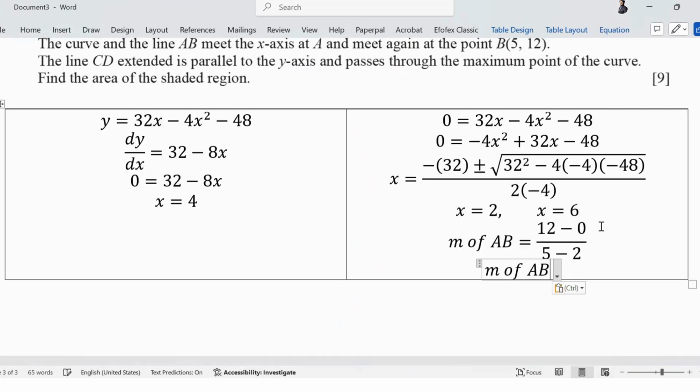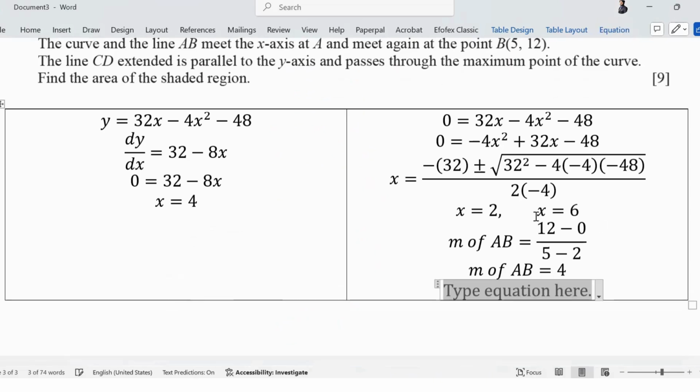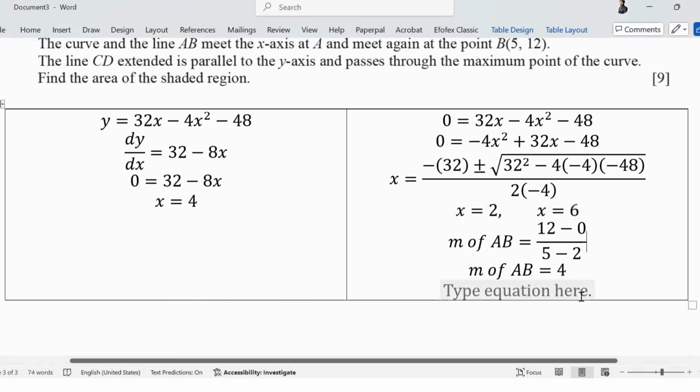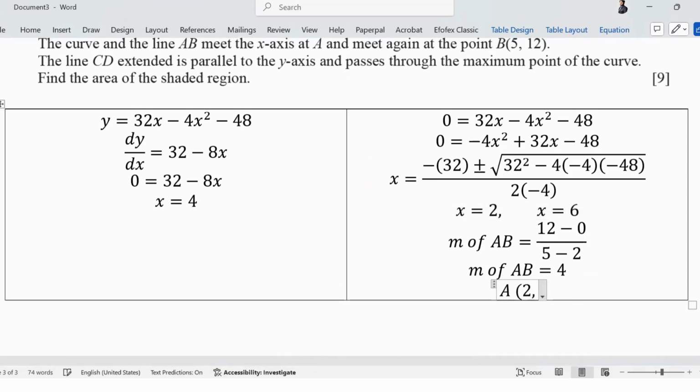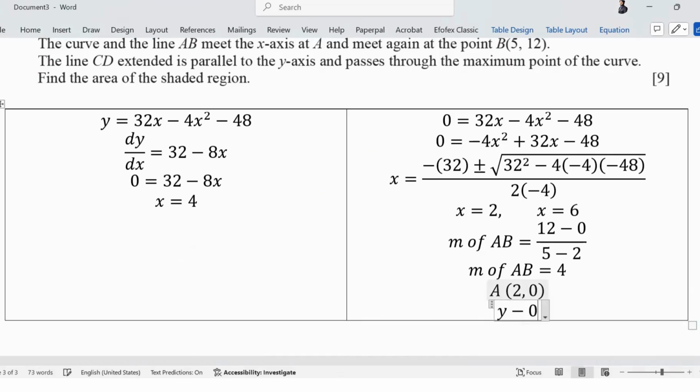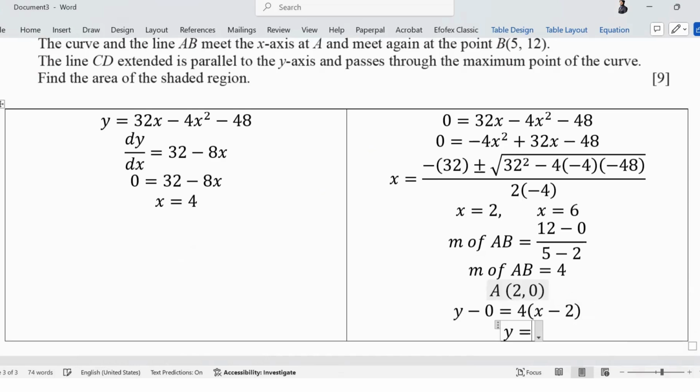Did you get it? Say it loudly, what's the tension? 4. The gradient of AB is 4. I am taking the y coordinate, taking the coordinates of A, which are (2, 0). y - y1 = m(x - x1). So the equation of AB is y = 4x - 8.